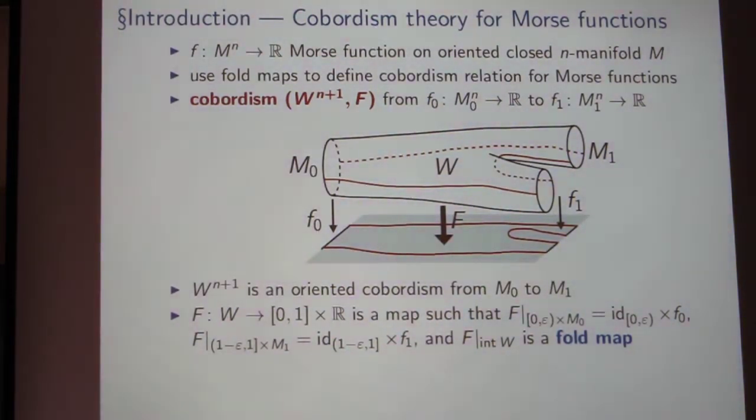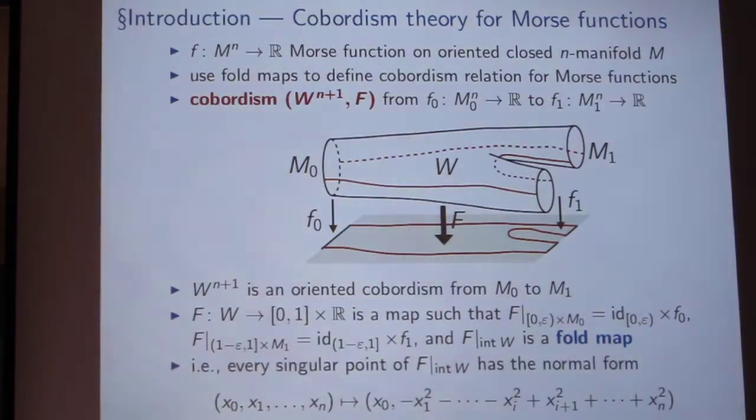And the main property is now that we also require the restriction of F to the interior of W to be a fold map. So what is a fold map? One way to define it is like this. Every singular point of this differentiable map is required to have the following normal form. By normal form, I mean you must be able to pick coordinate charts around the singular point and its target, the plane, in which F takes the following form.